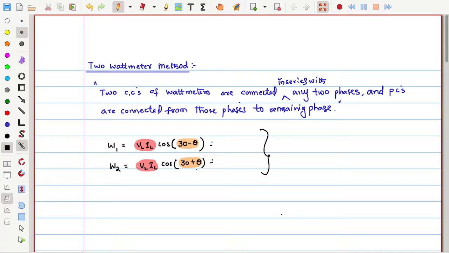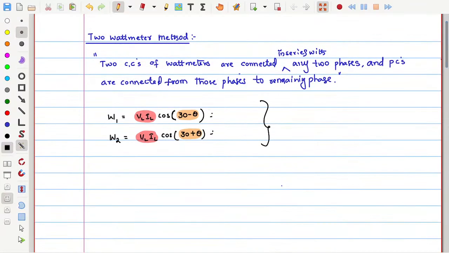Now based on this, a simple logic is that if you add up these two wattmeters, you will get the three phase active power. W1 plus W2 will give the three phase active power, which is root 3 times VL IL cos theta, or it can also be written as 3 times V phase I phase cos theta, either in line quantities or in phase quantities.